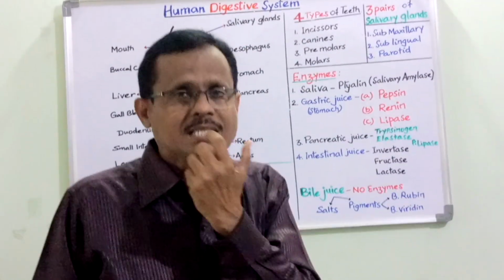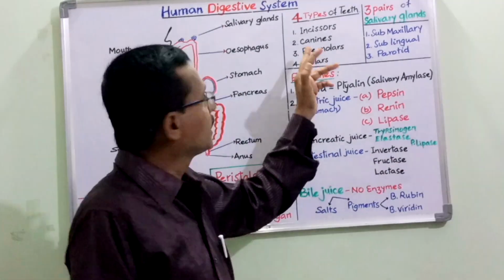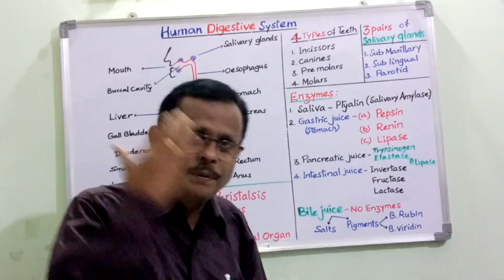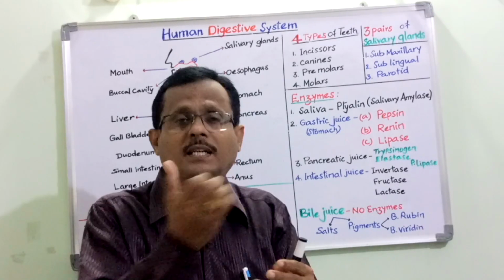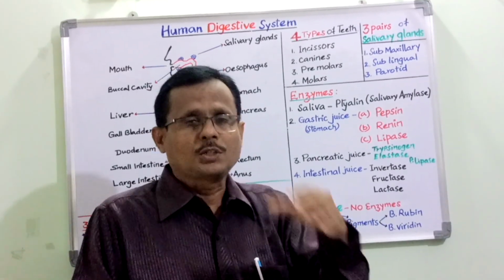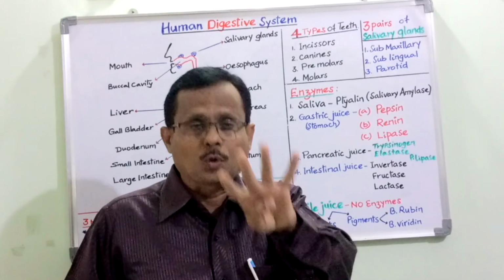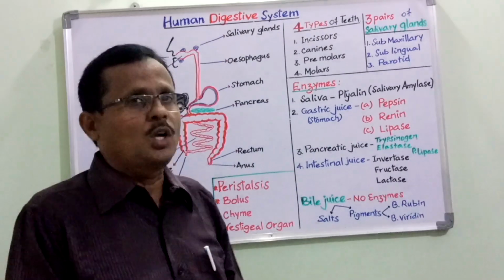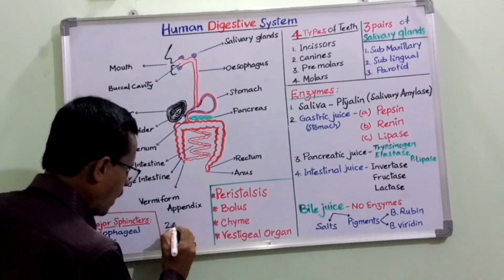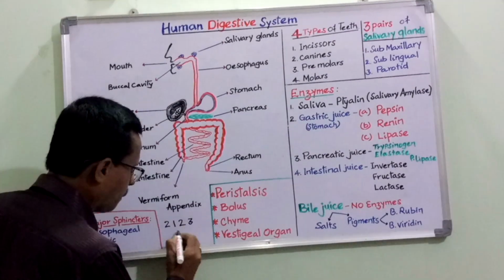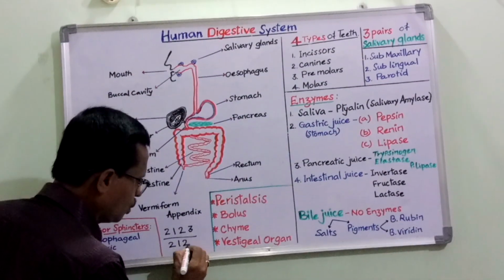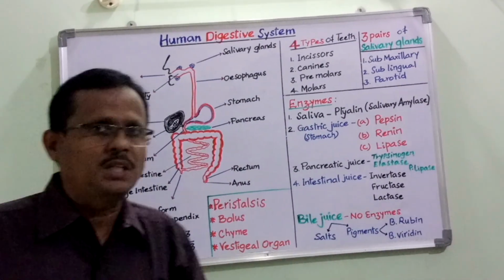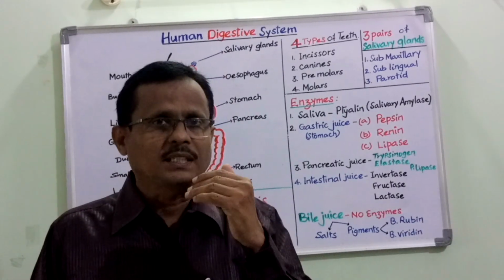Incisors are said to be the cutting teeth. Then canines, these are the tearing teeth. Then premolars, the breaking teeth. And the molars, the grinding teeth. So, altogether, there are 4 functions for these 4 types of teeth inside the mouth cavity. The dental formula is 2, 1, 2, 3 by 2, 1, 2, 3. Means 2 incisors, 1 canine, 2 premolars and 3 molars in each jaw.